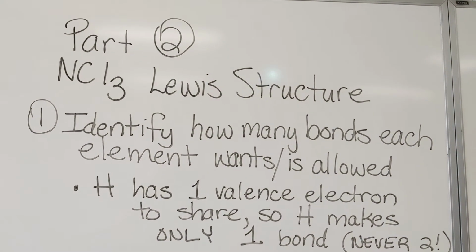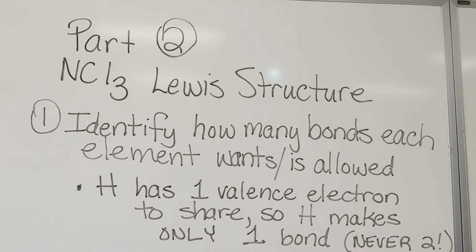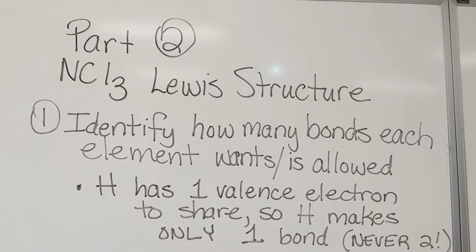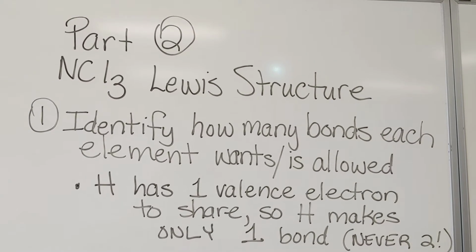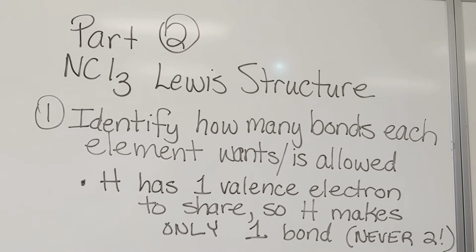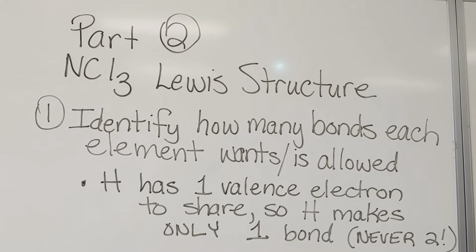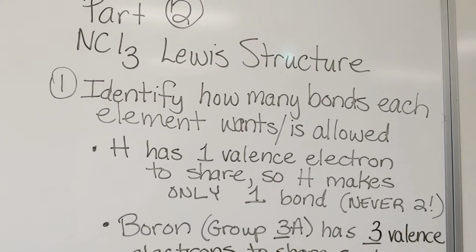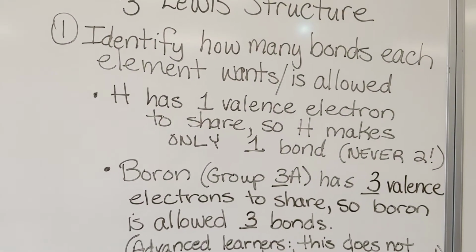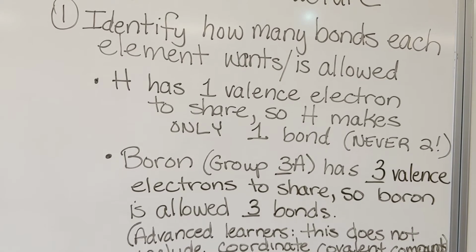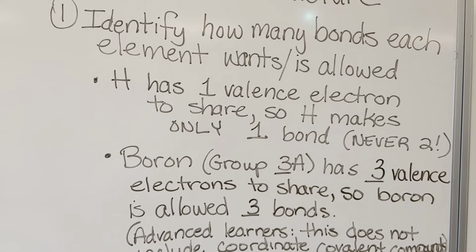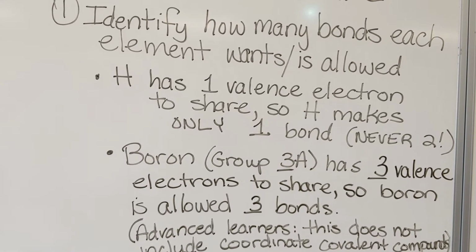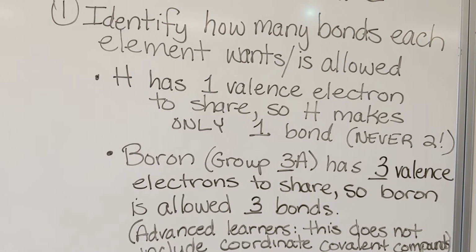The first step is to identify how many bonds each element wants or is allowed. If it had hydrogen, we would need to keep in mind that hydrogen has only one electron to share, and therefore hydrogen makes only one bond, never two or more bonds to hydrogen. If it had boron, who is in group 3A, boron has 3 valence electrons to share, so boron is allowed 3 bonds. If you are in a more advanced course, please note that this is not including coordinate covalent compounds.